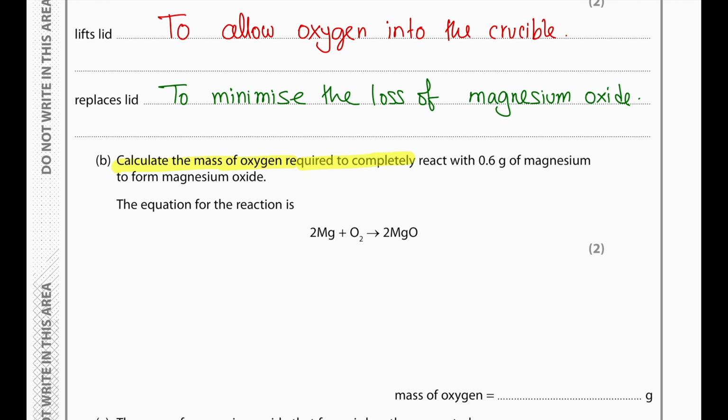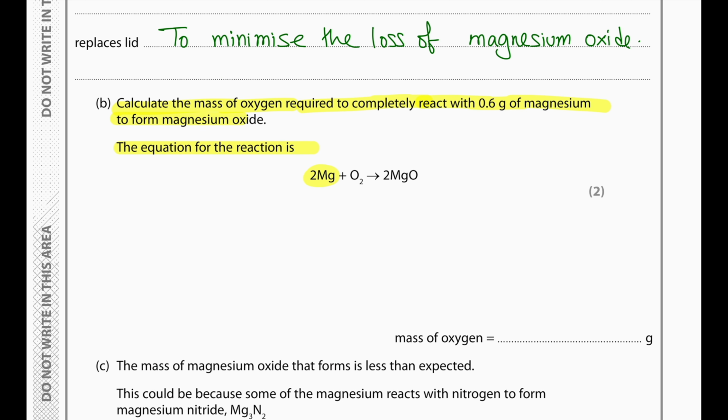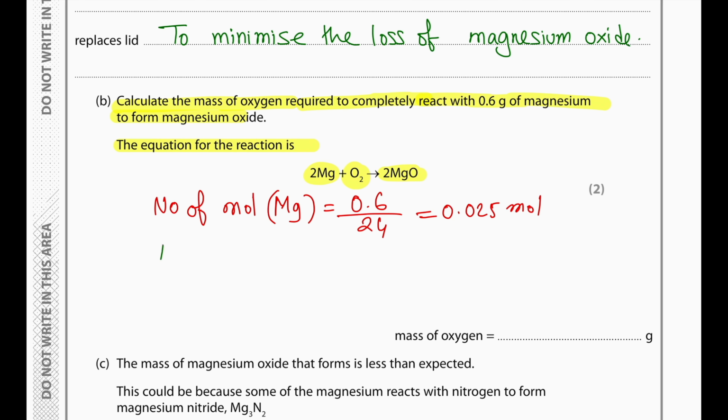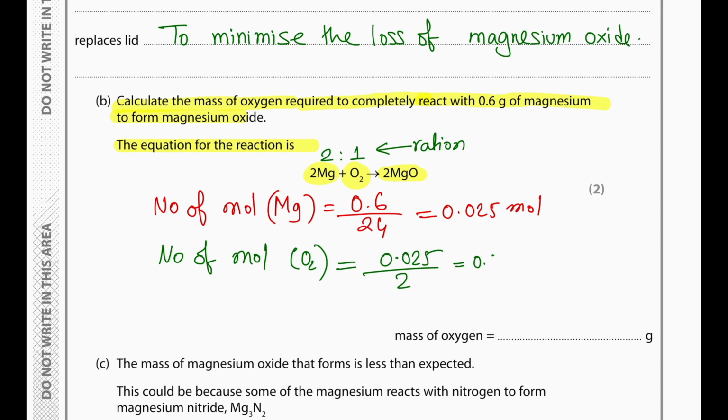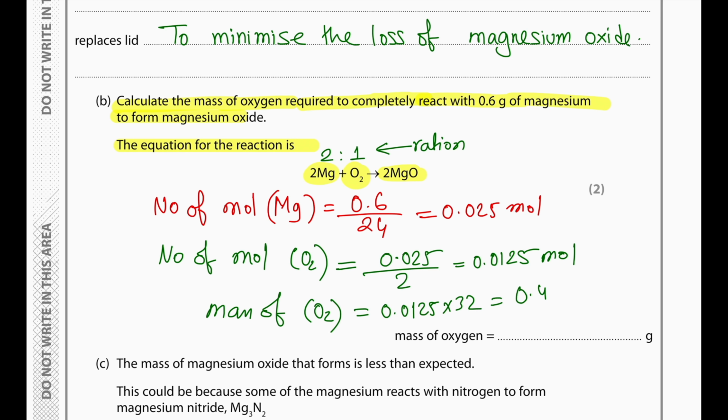Calculate the mass of oxygen required to completely react with 0.6 gram of magnesium to form magnesium oxide. The equation for the reaction is magnesium reacting with oxygen to produce magnesium oxide. First of all, we're going to find out the number of moles of magnesium. In order to find that, we will divide the 0.6 by 24, which is the relative atomic mass of magnesium. The answer will be 0.025 mole. Then we're going to find the number of moles of oxygen, which will be 0.025 divided by 2. And then we're going to find the mass of the oxygen that is needed, which is 0.025 divided by 2 multiplied by 32. And the answer will be 0.4 grams.